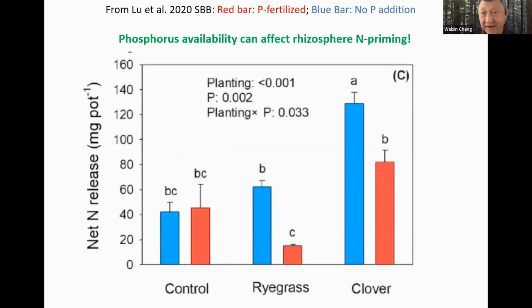And another study, again, is a collaboration with my Chinese colleagues and Australian colleagues. This study showed that phosphorus fertilization can also change the rhizosphere priming. Let me explain this here. The bar on the left is the control without plants. Then the bar in the middle is planted with ryegrass. Then the bar on the right is planted with clover. The red bar is the treatment fertilized with phosphorus. The blue bar is the treatment without phosphorus fertilization.